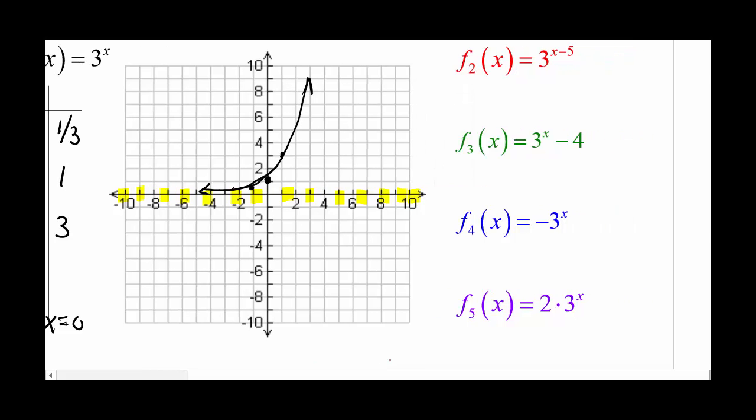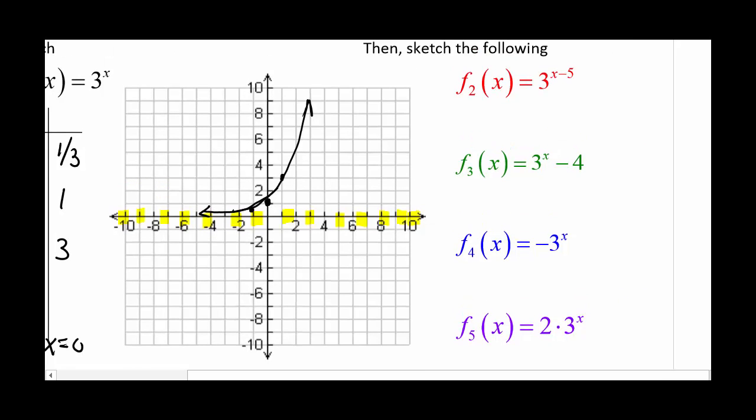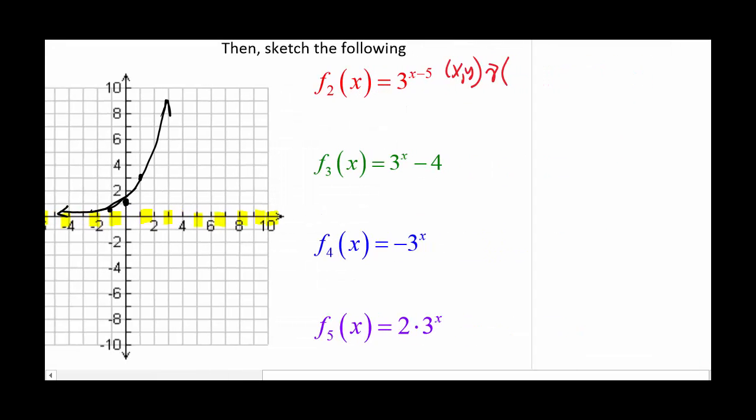All right, now let's use our transformation rules. So we come over here. What does that minus 5 do? It takes any ordered pair, and that's going to affect the x values because it's inside the function. We're subtracting, so that actually means we're going to add 5 to any of our ordered pairs.